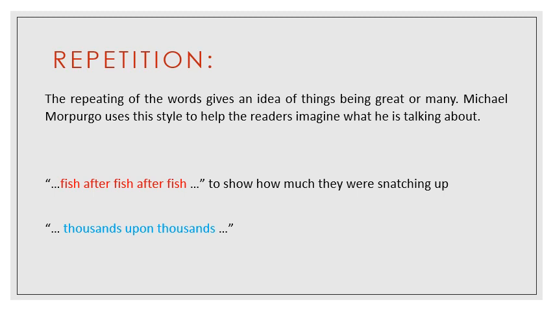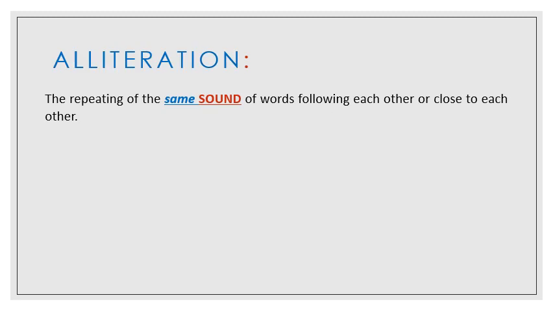Let's talk about alliteration. Alliteration is using or repeating the same sound in words following each other or close to each other. An example is what he wrote: "silver flashing fish swimming." You see the flashing and fish having the F and SH sounds together.